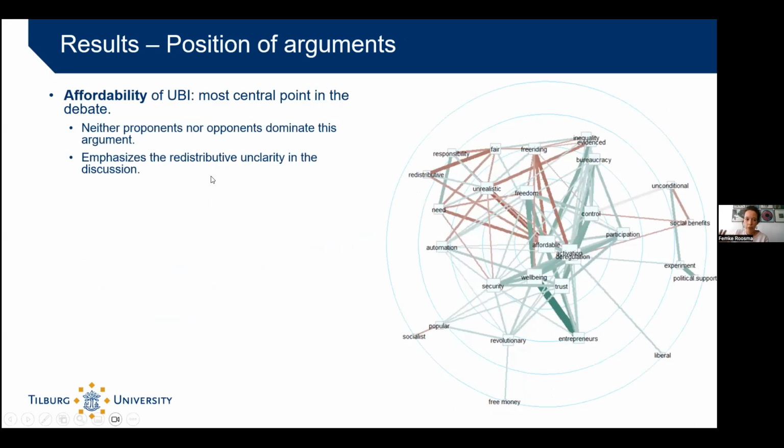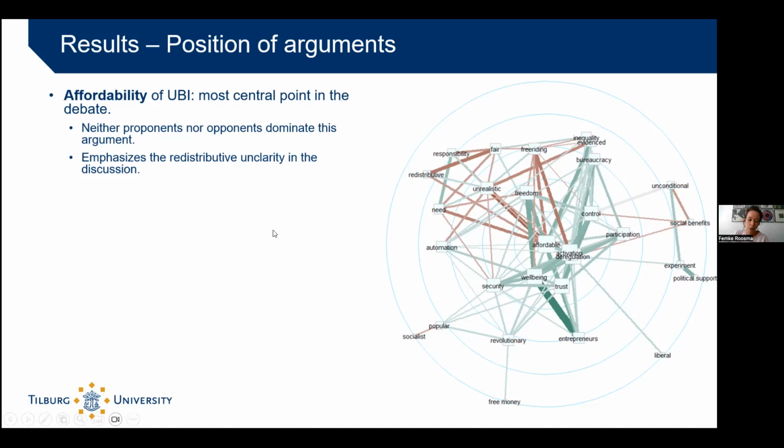And then with regard to the substance, the positions of the arguments, we find that affordability is central in the debate. So a lot of people are debating affordability, and neither proponents nor opponents dominate this argument. So it's used by both, and it also emphasizes the redistributive and clarity in the discussion. So is it affordable? Will it lead to massive redistribution or not?